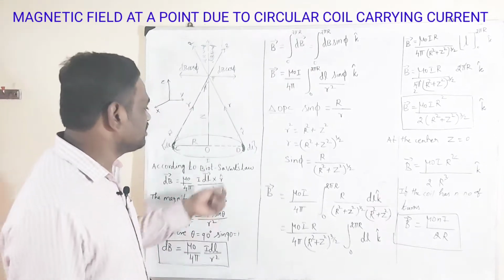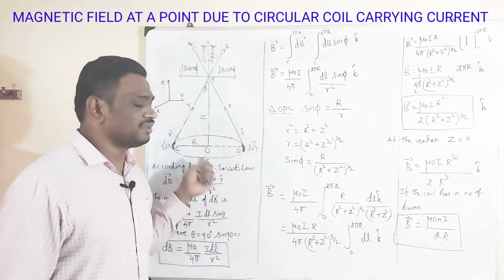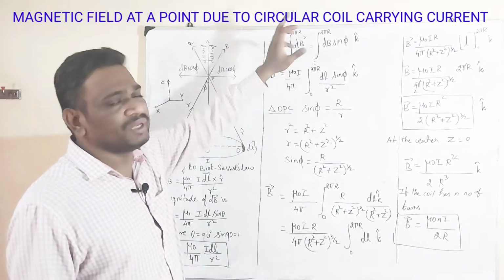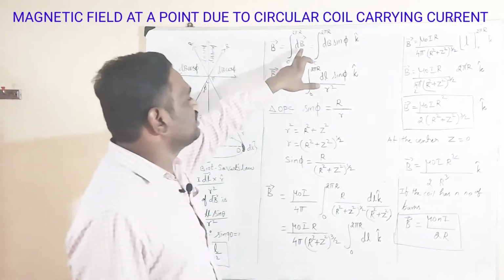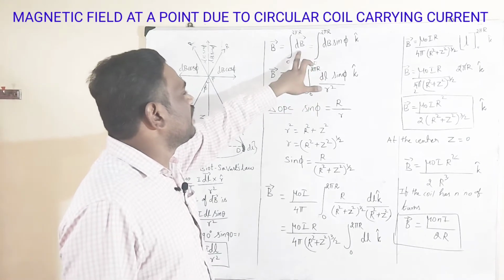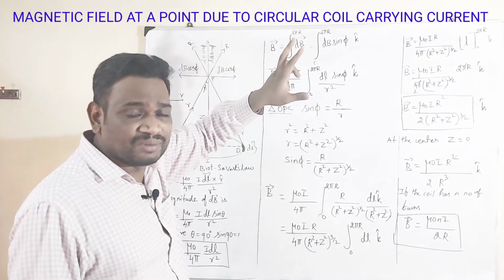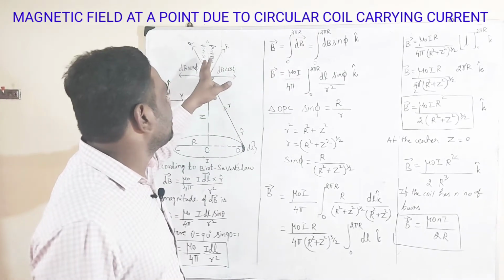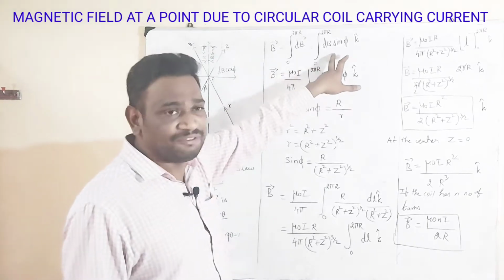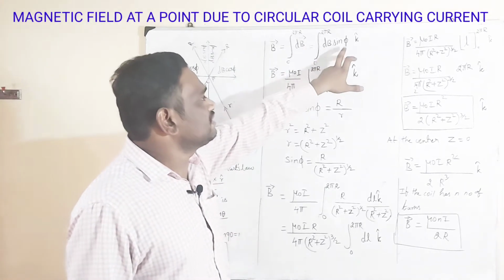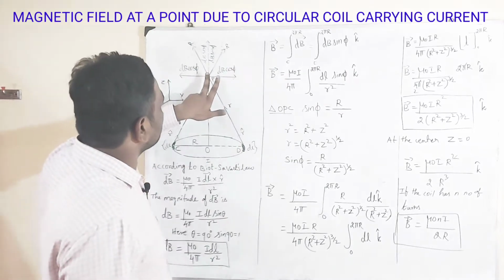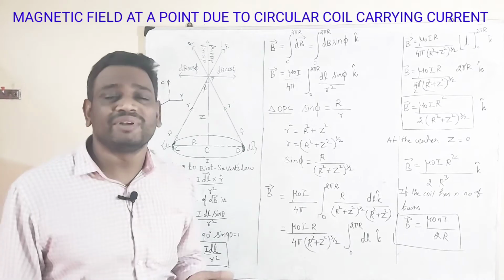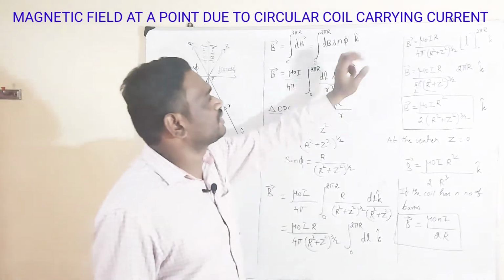Here the integration limit is 0 to 2 pi r. Here the circumference of the circle is 2 pi r. So 0 to 2 pi r I am going to integrate. In this case, already I said dB has two components, in which one component, dB cos phi, will cancel each other. Only we are going to consider dB sin phi. So dB sin phi, in this case, acts along the z axis. In the z axis the unit vector is k cap, that is why I have used k cap.